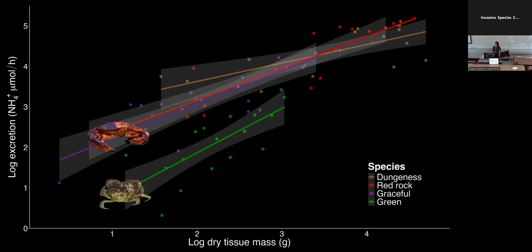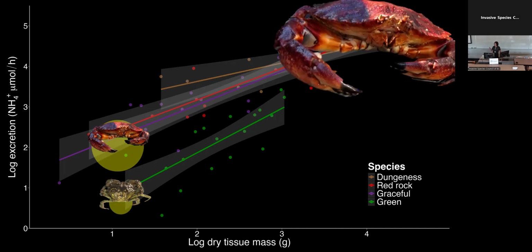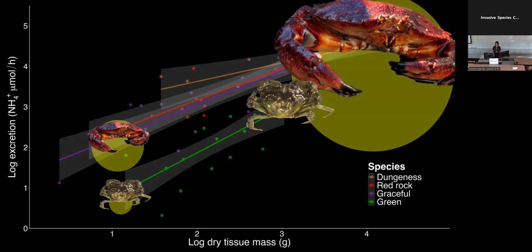It means that if you were to consider two crabs of the exact same size, our native species will be peeing more than the invasive species because of this elevated excretion rate. But if you imagine a red rock crab, this is not an error in the slide. This is how big they are in relation to a smaller green crab. These larger native species are going to be peeing a lot more than the invasive green crabs at the larger end of their size ranges.